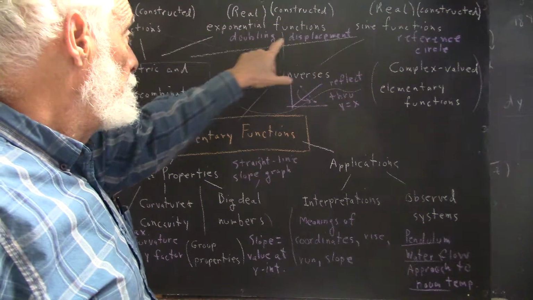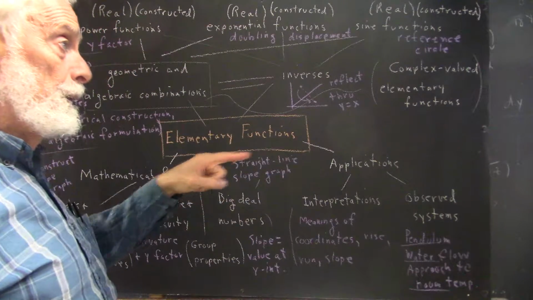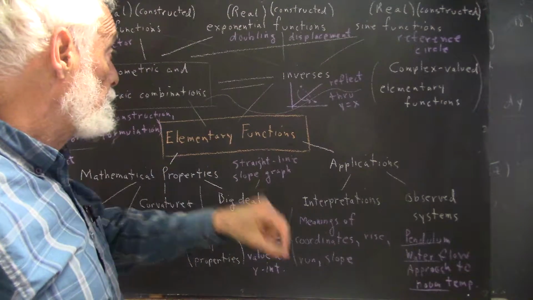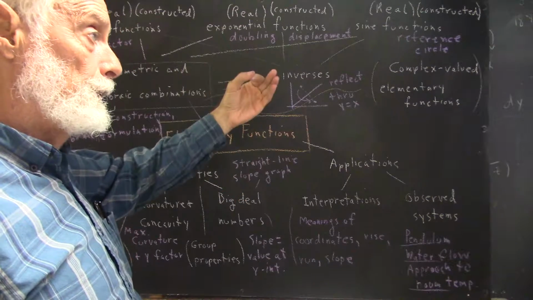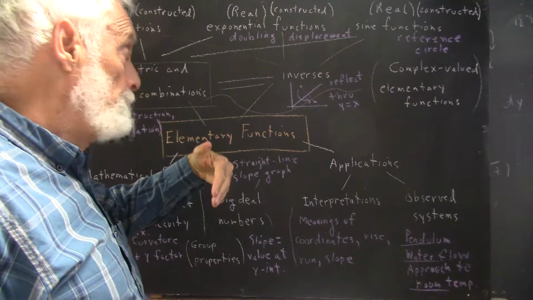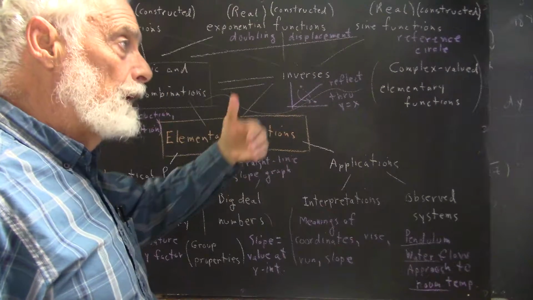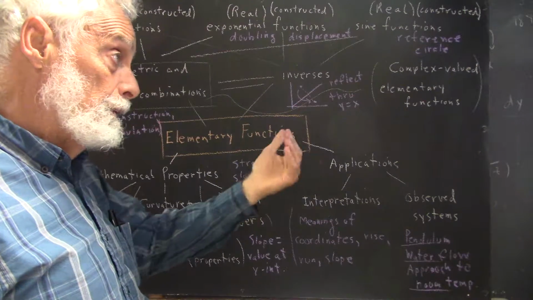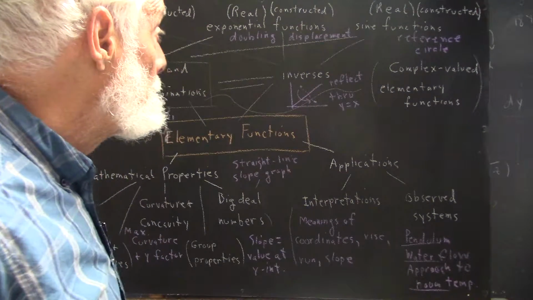Okay, exponential functions are characterized by doubling displacement, a displacement in one direction or another, some distance on the x-axis, for which the y value doubles. To get the y value after a doubling displacement, you take the y value before and double it. And you keep doing that and you get an exponential graph.